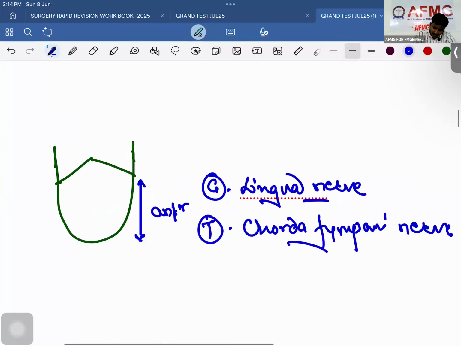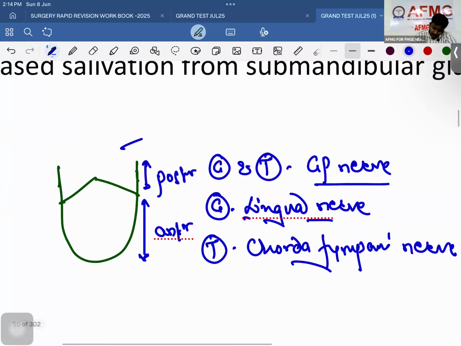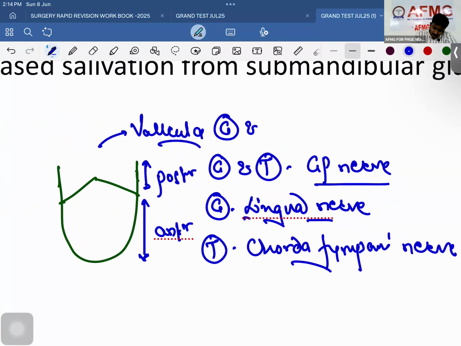Now if I talk about beta from the posterior one third, remember, from the posterior one third the general as well as taste sensation, both of them are carried by which nerve? The ninth cranial nerve, that is nothing else but the glossopharyngeal nerve. And lastly, from the posterior most part of the tongue, or from the vallecula basically, we know that both the general and the taste sensations will be carried by the vagus nerve. It will be by the 10th cranial nerve, that is nothing else but your vagus nerve.